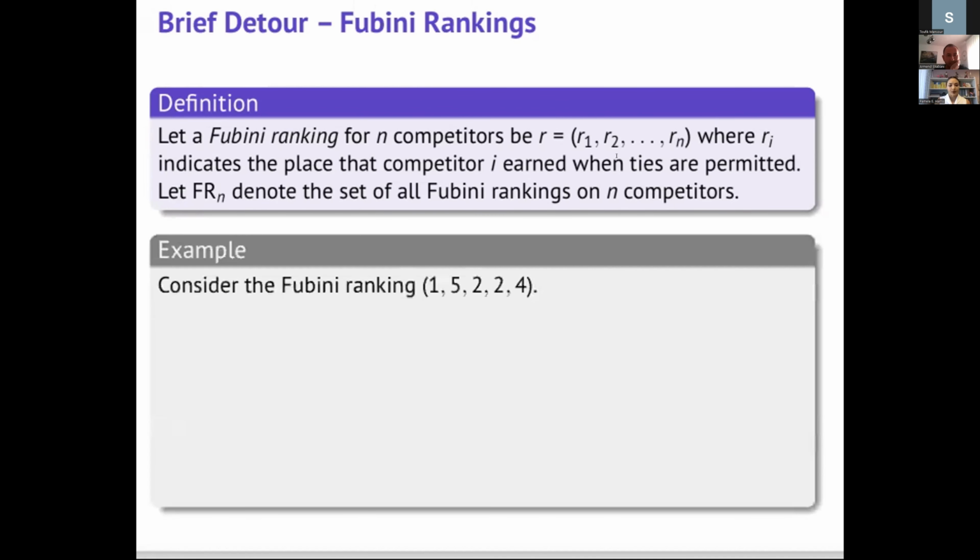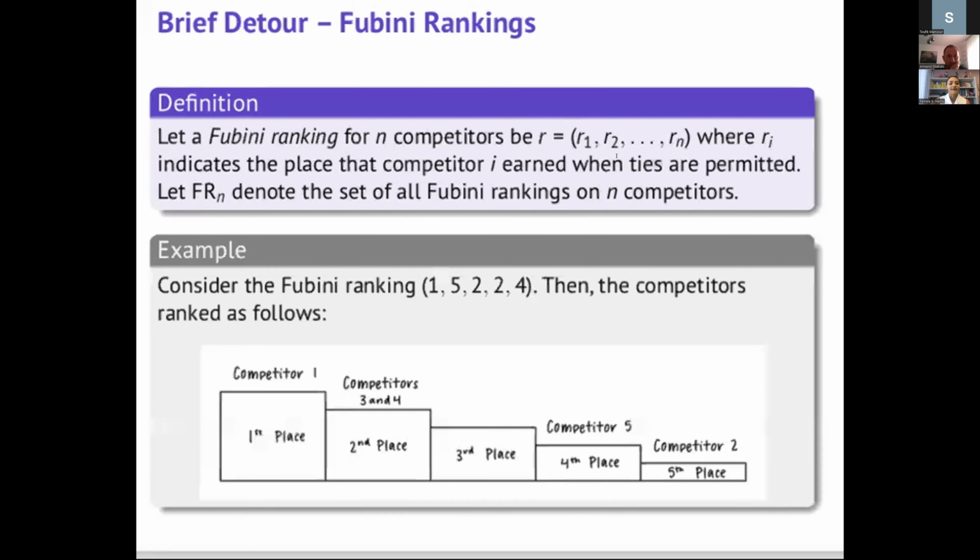So for example, if we look at the Fubini ranking 1, 2, 2, 4, 5, you can imagine how the players are ranked. So in first place is competitor 1. In second place, you see competitor 2 and competitor 3. In third place, there's no one there because competitor 2 and 3 basically cover those 2 ranks. And then you look at fourth place, that's competitor 4. And then competitor at fifth place was the fifth competitor. And so this is a Fubini ranking.